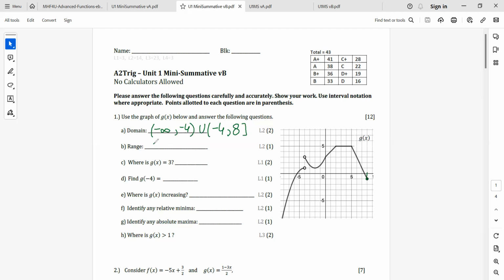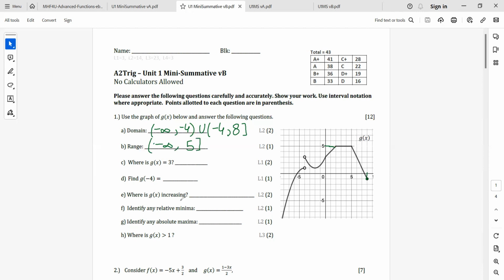Range will be negative infinity, and then the maximum. From the y-axis, it's maximum going till 5. Yes, till 5. And 5 is included.